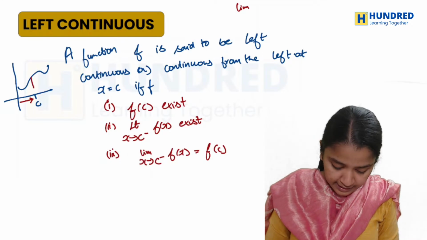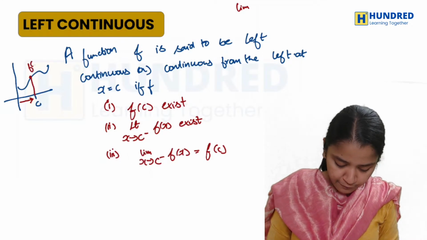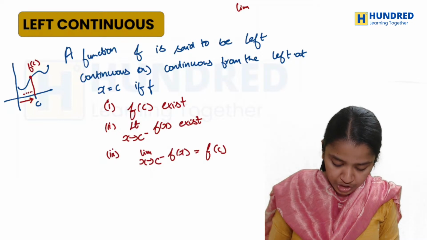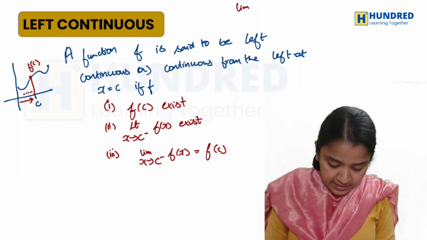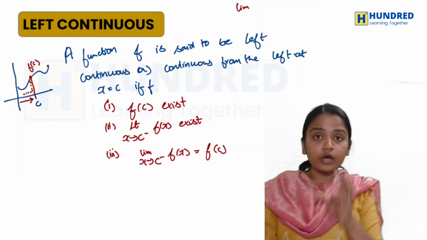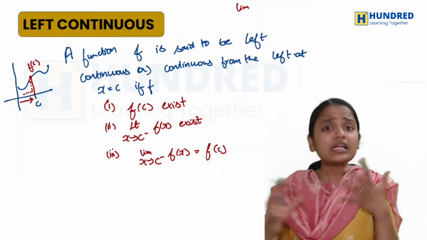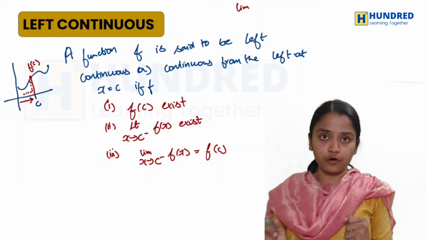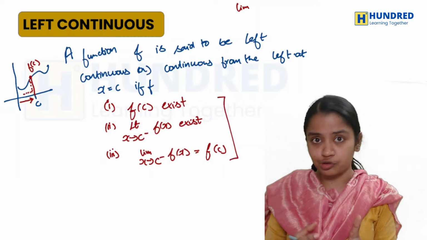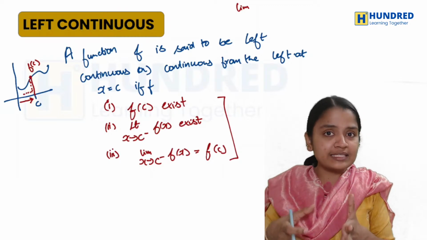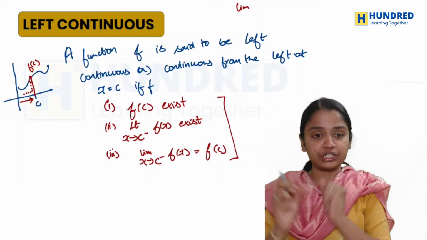So basically if this is f of c, when you're approaching c, it will be near your f of c and approximately equal to f of c. These three conditions you definitely should have when you say your function is left continuous.